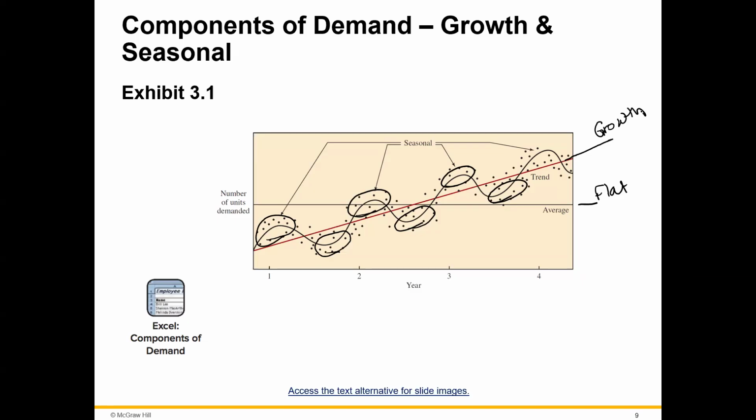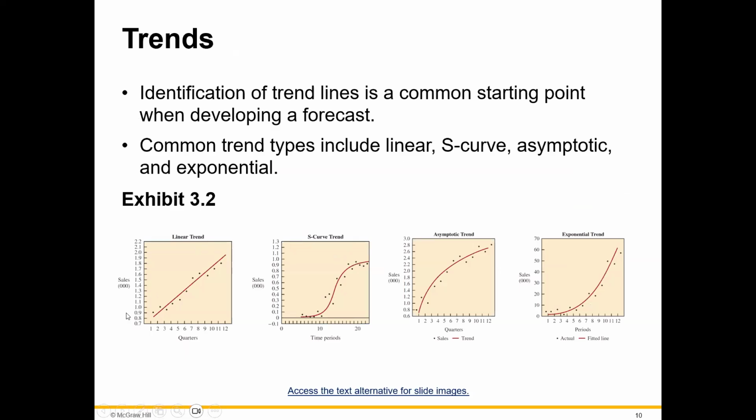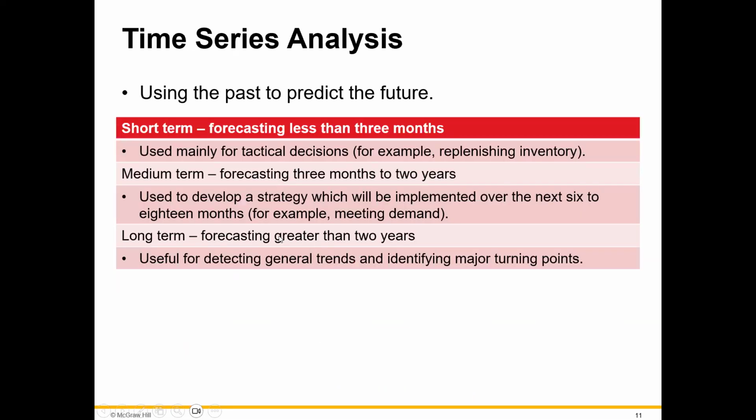Okay, so in that diagram, what we're doing is tracking the number of units demanded across time, and we have a 4-year history here. We can see that we have both growth, because our average across time is increasing, and seasonality, because we have highs and lows. Okay, and here's just a different view of some of those types of trends that we can have. Again, I'll let you look at your text. I think we want to get into exponential smoothing in this particular recording.